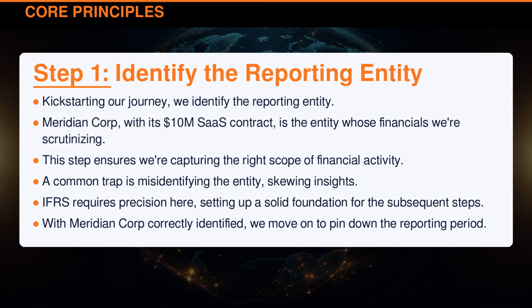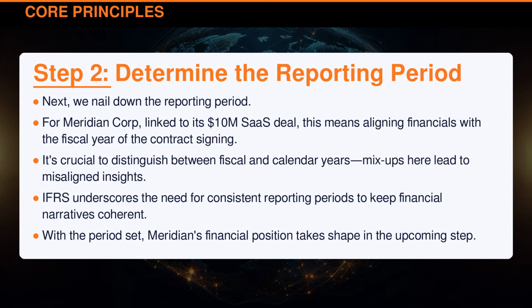With Meridian Corporation correctly identified, we move on to pin down the reporting period. Next, we nail down the reporting period. For Meridian Corporation, linked to its $10 million SaaS deal, this means aligning financials with the fiscal year of the contract signing. It's crucial to distinguish between fiscal and calendar years. Mix-ups here lead to misaligned insights. International Financial Reporting Standards underscore the need for consistent reporting periods to keep financial narratives coherent. With the period set, Meridian's financial position takes shape in the upcoming step.